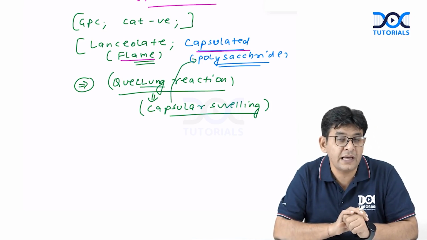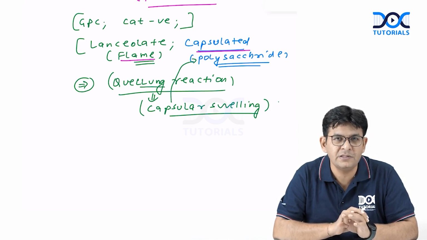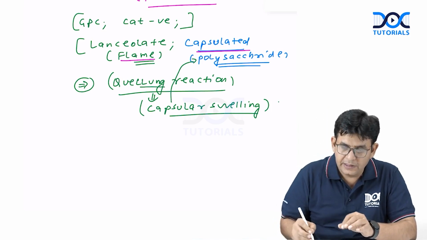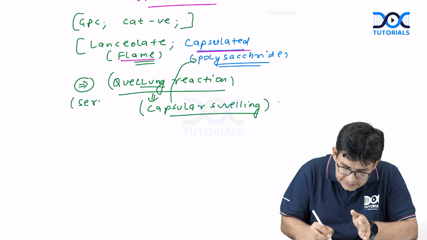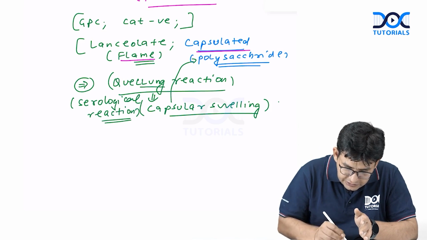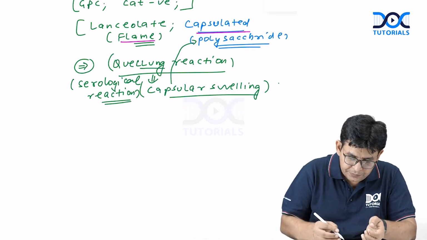We just now have got to know that most of the capsules are made of what? Polysaccharide, except Bacillus anthracis, which is made up of polypeptide. Yes or no? The Quellung reaction is for that only. It's a serological reaction. Why do we call it a serological reaction? Because it is capsular antigen antibody stuff. Is it fine? So this you need to know.